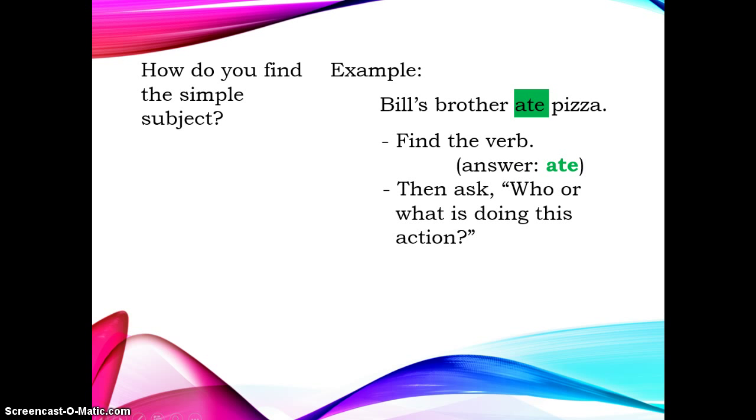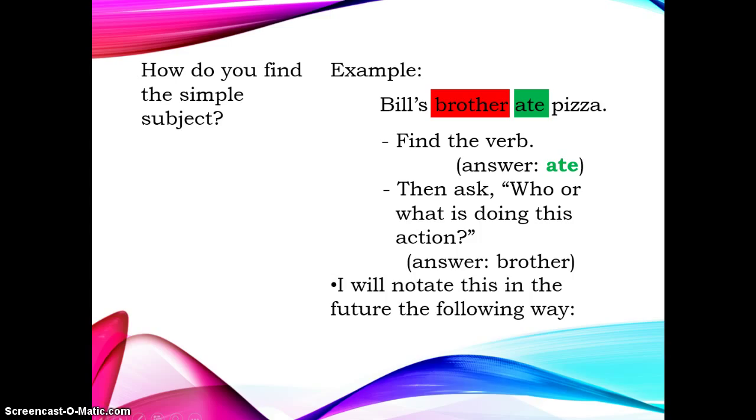Next, we're going to ask who or what is doing this action. The answer here is brother. Because brother is a noun, we will indicate it with the color red, and because it is simple, we will put a box around it. In the future, I will notate this in the following way. The subject is who or what ate? Here, the answer is brother.